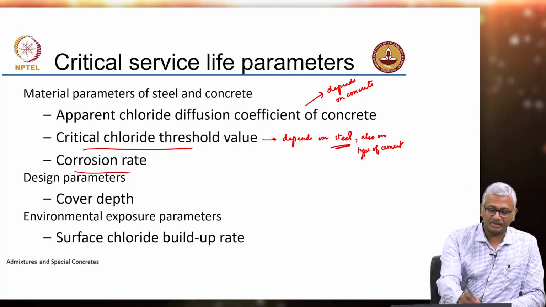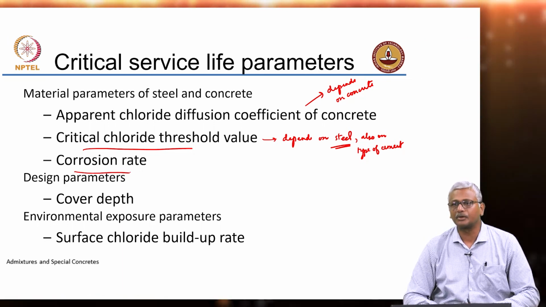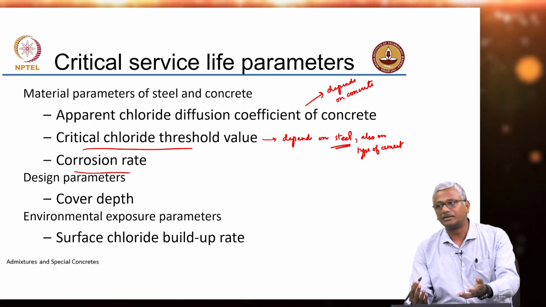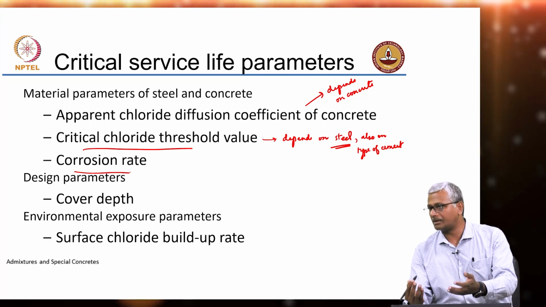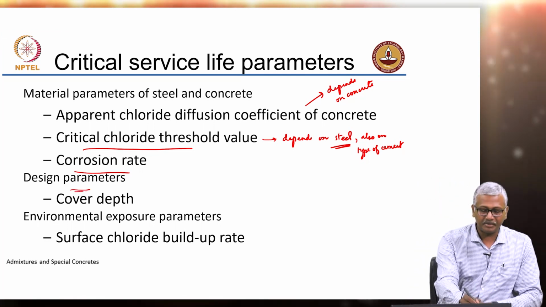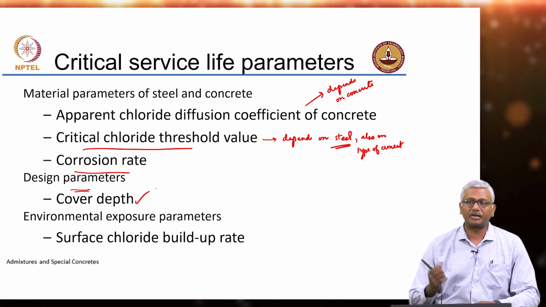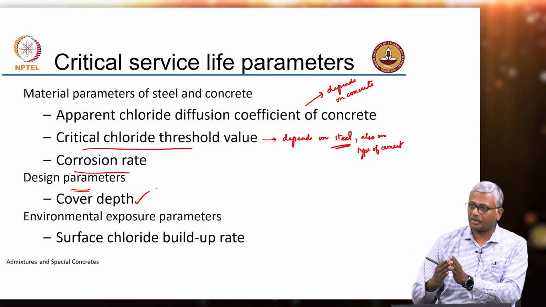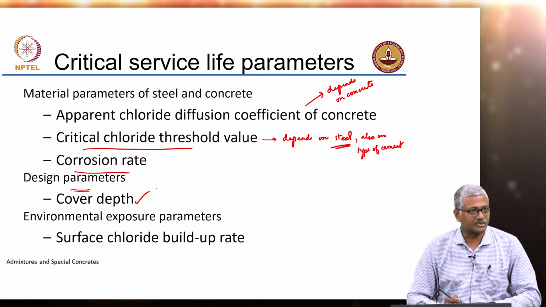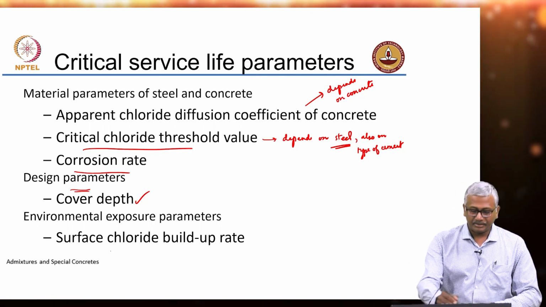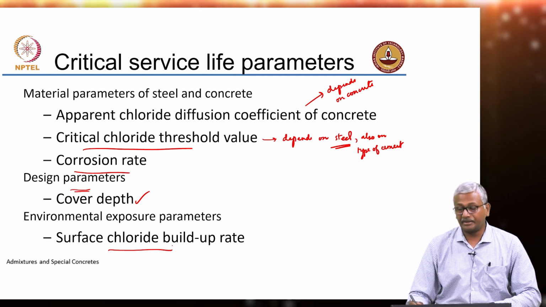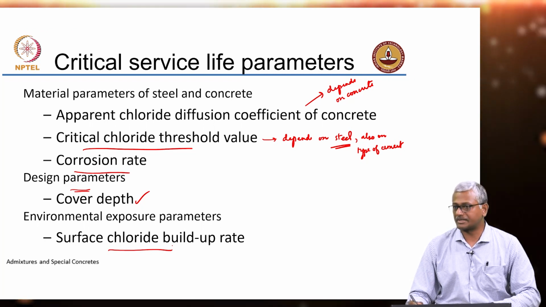The other is obviously the corrosion rate. The corrosion rate obviously will again depend on the properties of the steel and the concrete around it. Okay. Then we have design parameters, that is the cover depth, because cover depth will determine how long it takes for the chloride or carbon dioxide to reach the level of the reinforcing steel, right? And surface chloride buildup in the environment to which the concrete is exposed.